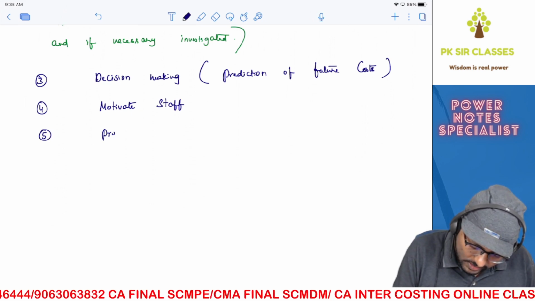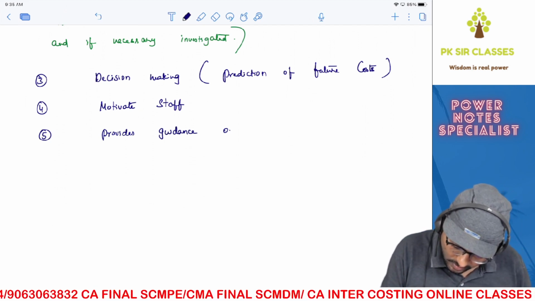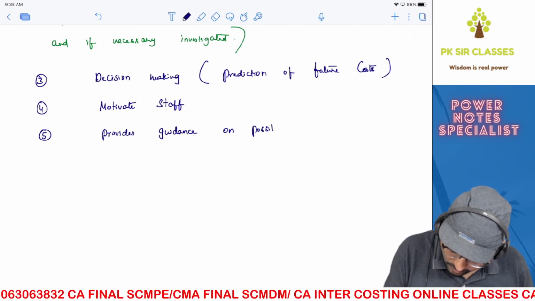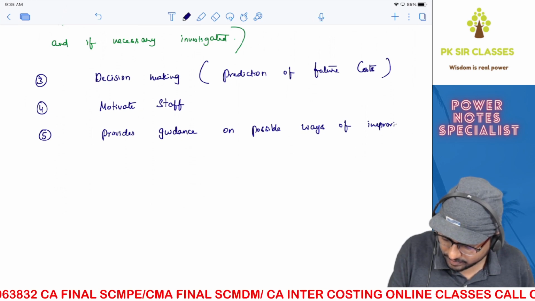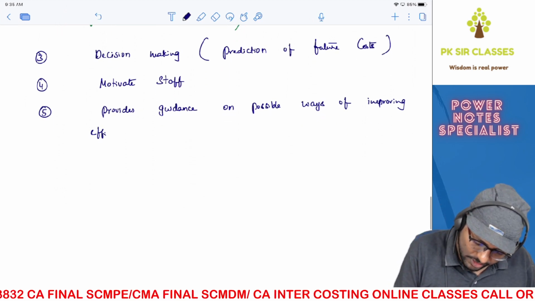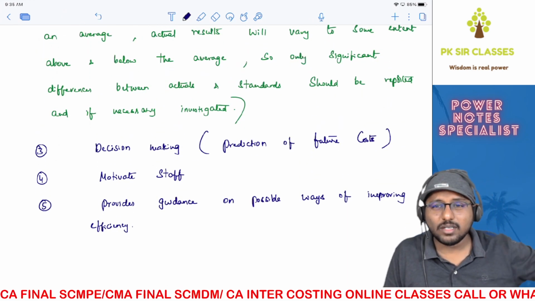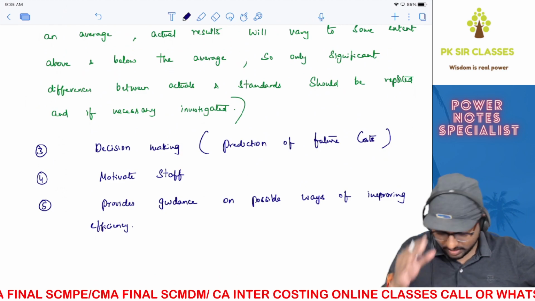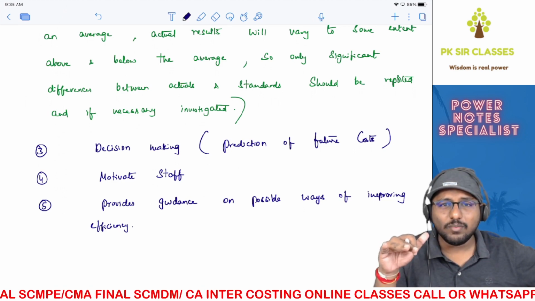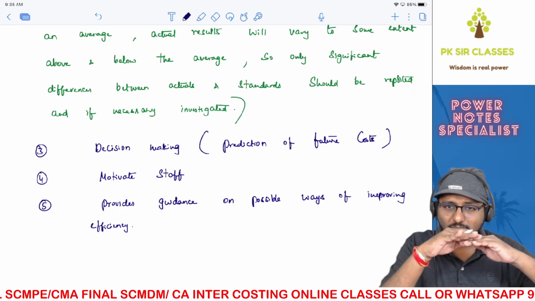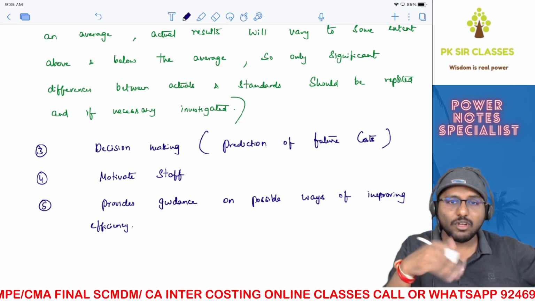It also provides guidance on possible ways of improving efficiency. So what is the current efficiency you have? Although too much guidance it will not provide, and I'll be a little bit skeptical with respect to this particular point. Because normally when it comes to standard costing, it presumes that your entire operations in a particular manufacturing company operate at a particular efficiency. Let's say it presumes 95% all the way, and if you achieve 95%, it's done.